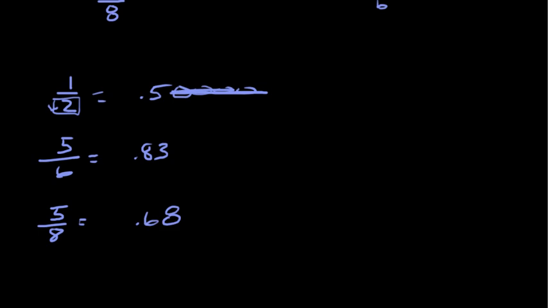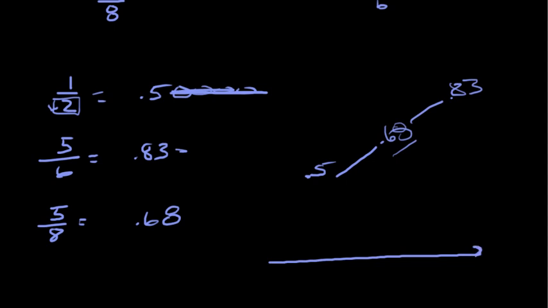Now, hopefully you can see that it's a lot easier to put these in order. 0.5 is the smallest. The next one is 0.68, and the last one is 0.83. So 0.83 is a lot closer to 1 than 0.68. 0.68 is between, if you want to put it on, I was doing ascending order like that, but you could also do it here.